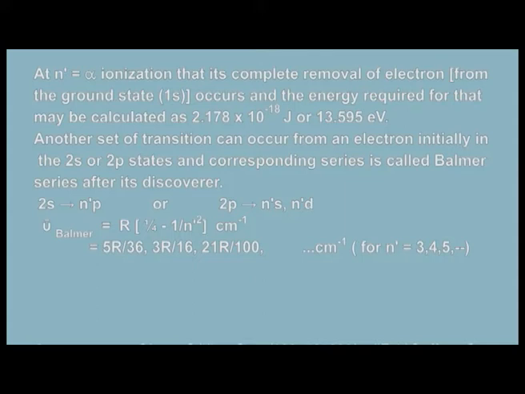Now, another set of transitions can occur from an electron initially in the 2s or 2p states, and the corresponding series is called the Balmer series after its discoverer. Here, transition occurs from 2s to n prime p, or 2p to n prime s or n prime d. So, the wave number nu bar Balmer will be equal to R into 1 by 4 minus 1 by n prime square, centimeter inverse, which will be equal to 5R by 36, 3R by 16, 21R by 100 centimeter inverse for n prime equal to 3, 4, 5.